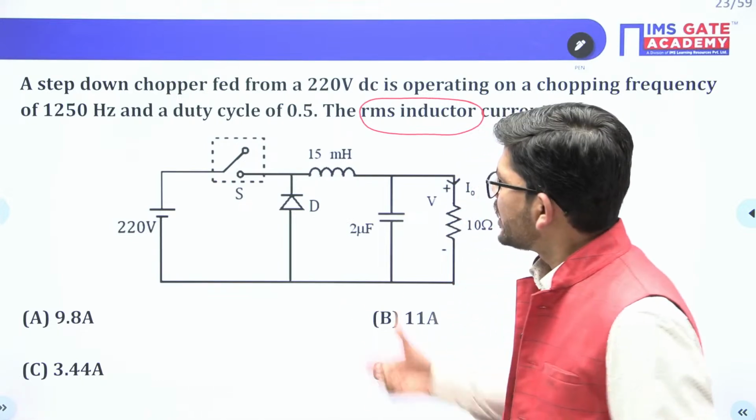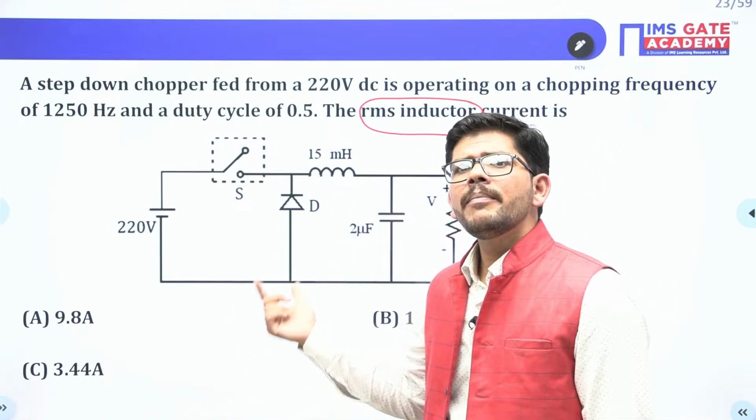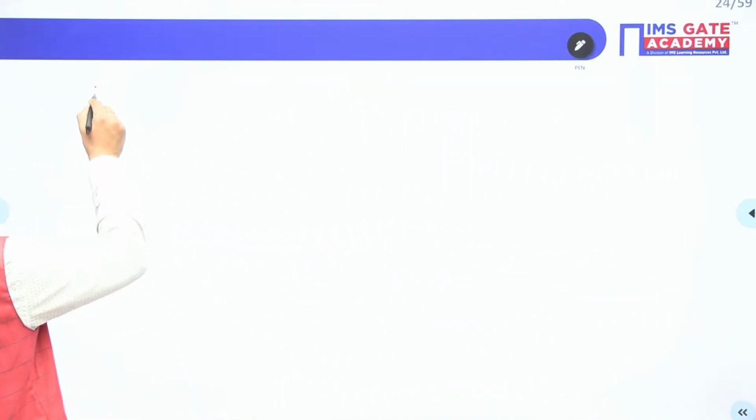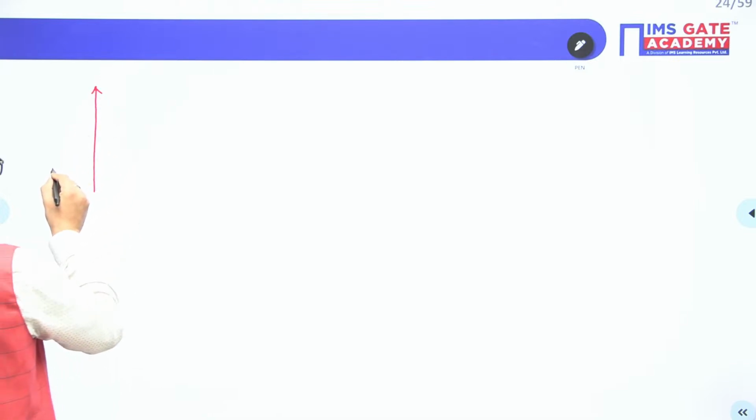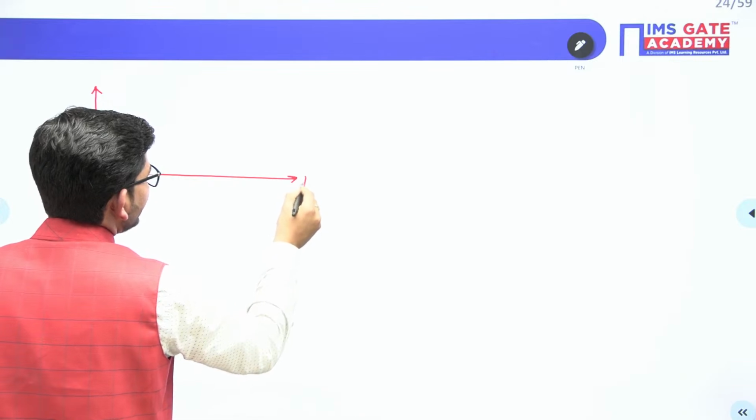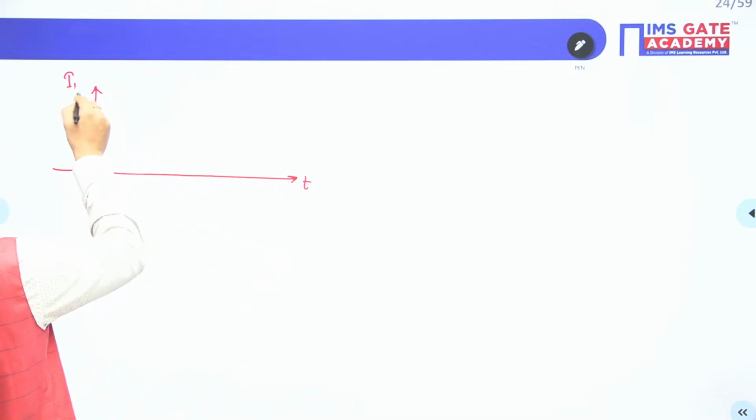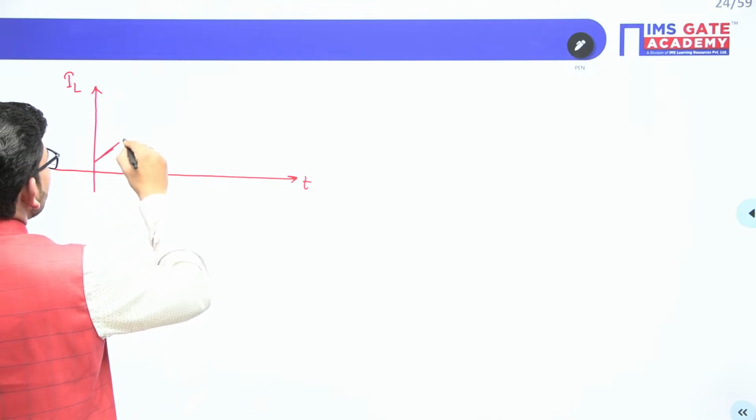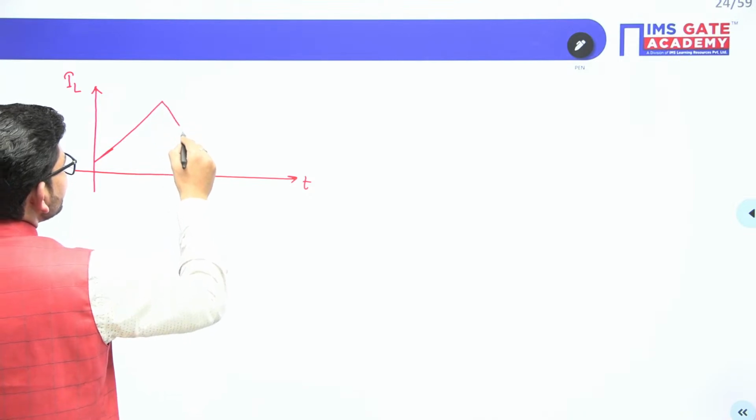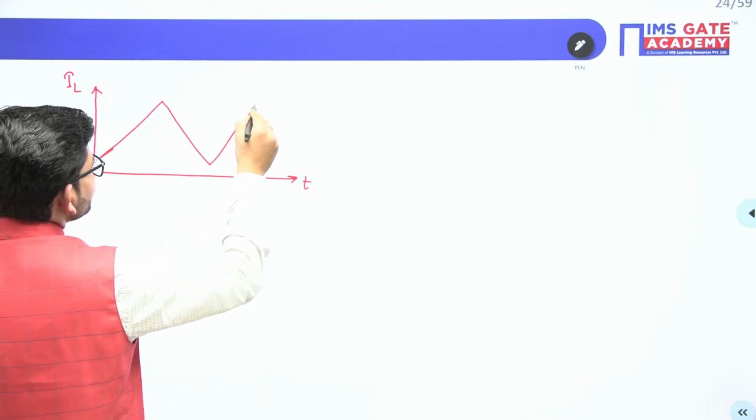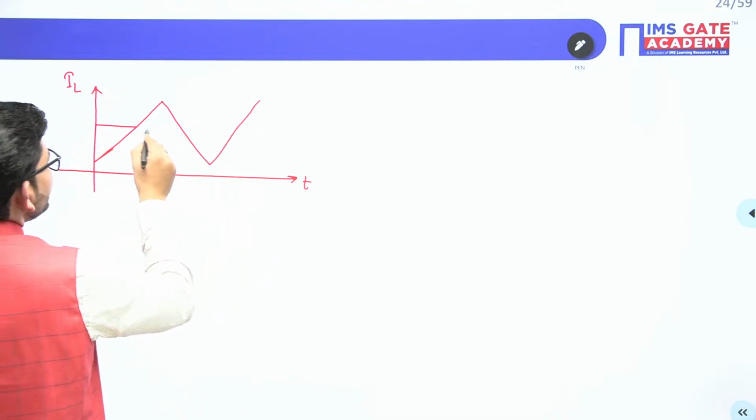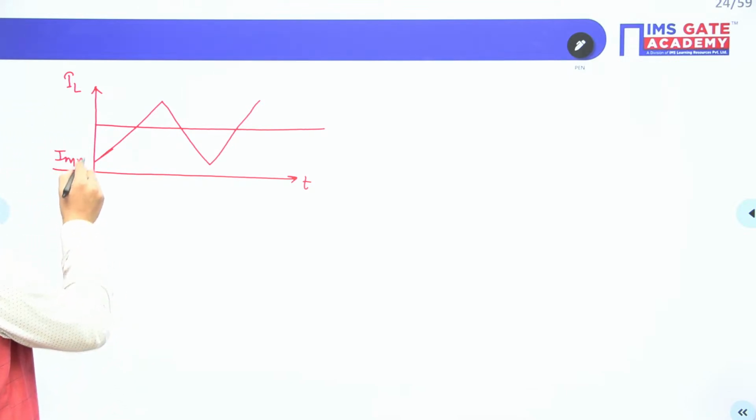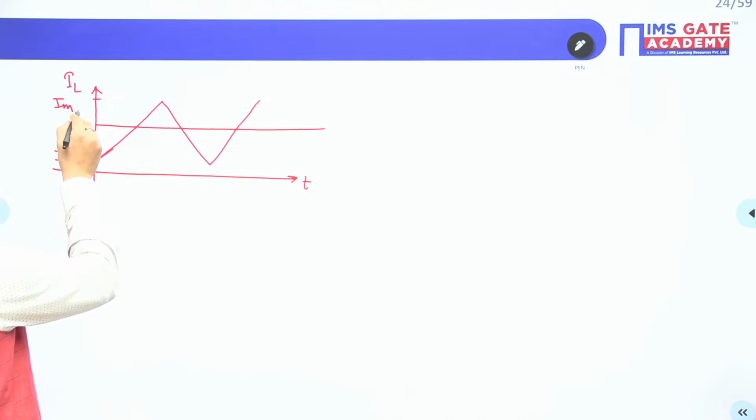What type of chopper is it? It is a buck converter. So what happens in a buck converter? If I talk about the inductor current and how it varies, in any of the choppers, whether it is buck converter, boost converter or buck boost converter, the inductor current increases from minimum to maximum value, then decreases to the minimum value, then increases to the maximum value, if we are considering the continuous conduction. If we are considering continuous conduction, it is increasing from minimum to maximum value and then decreasing to minimum value.